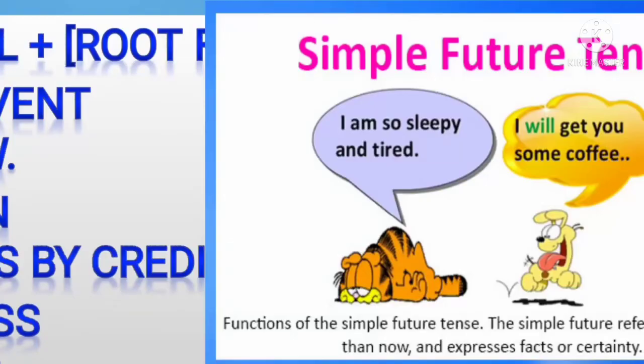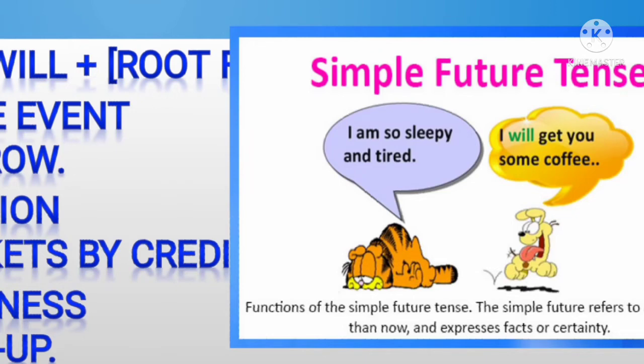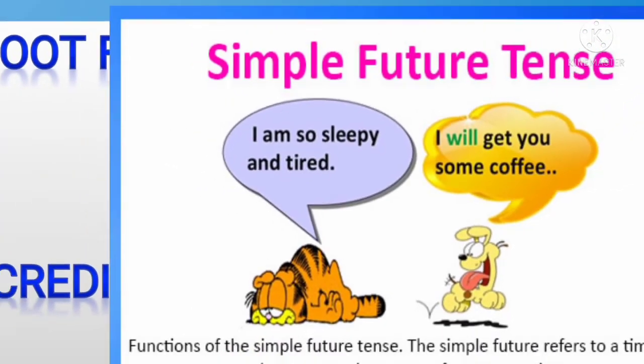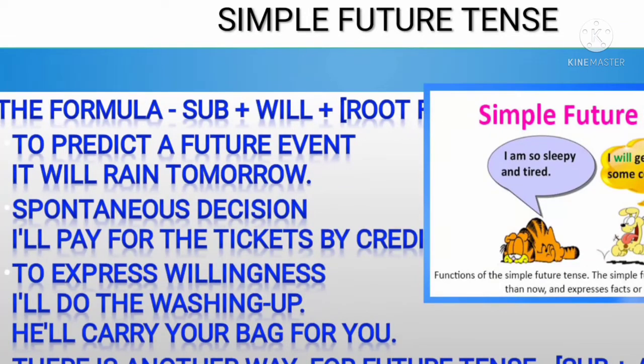I will get you some coffee. Like that, I am so sleepy and tired, I will get you some coffee, another person is telling in this picture. So something he wanted to give willingly, intentionally, that also we use in simple future. If you take some decision, or if you do something willingly, or if you predict something, we use simple future. So it will rain tomorrow, I will pay for the tickets by credit card.